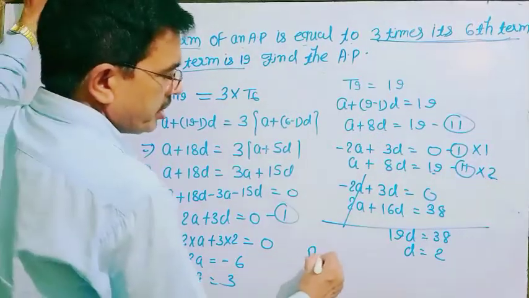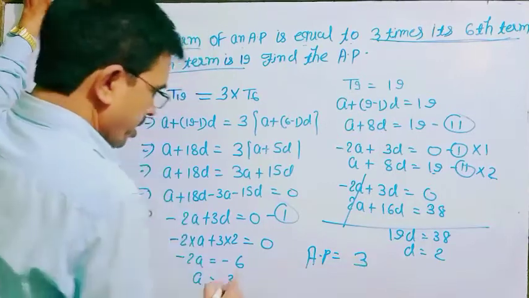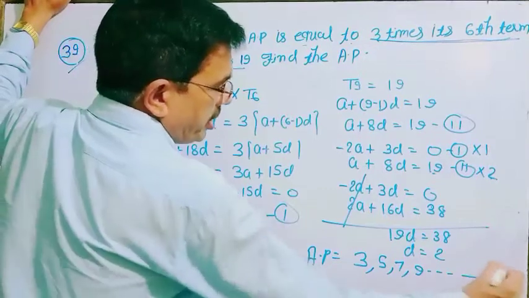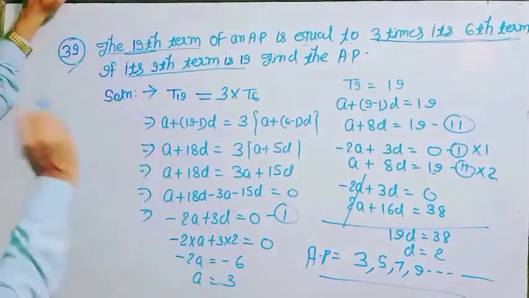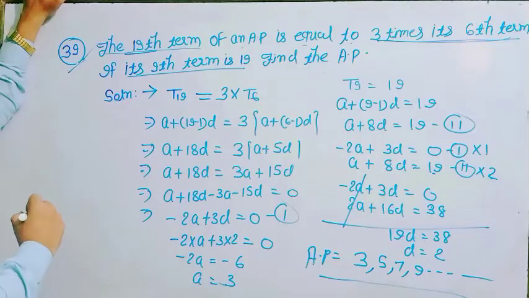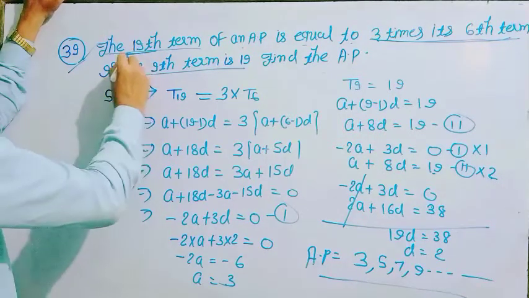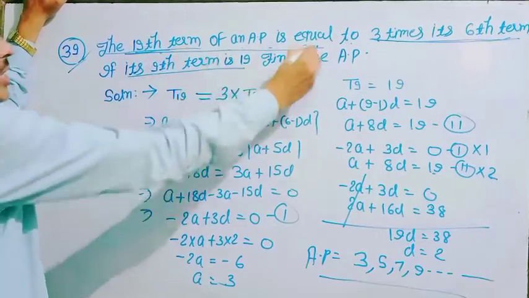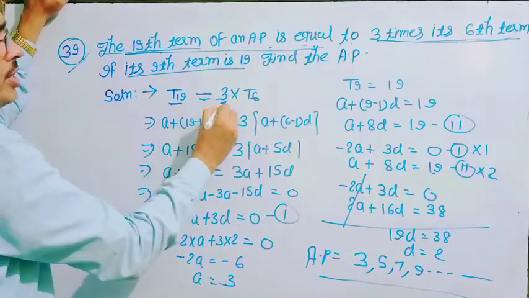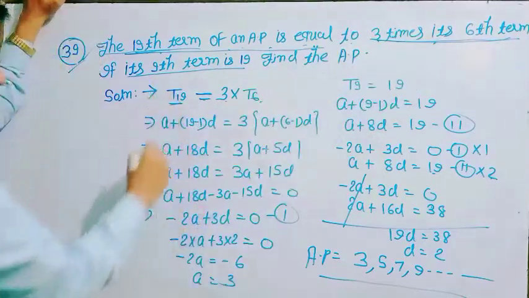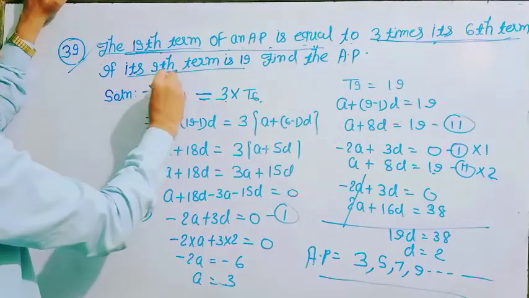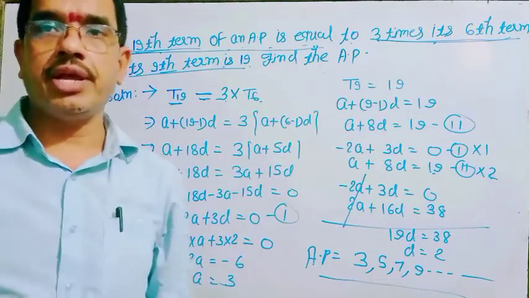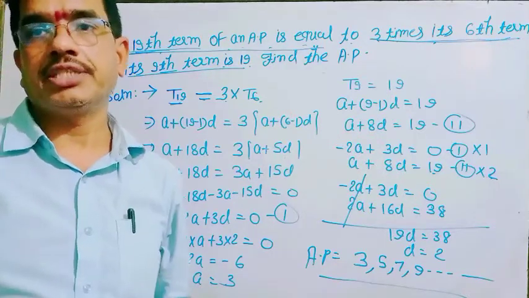So what is the AP? The first term is 3 and the common difference is 2, that is 3, 5, 7, 9, etc. So it is in AP. There are two equations in every question, like 38, 37 etc. You first write the equation with the help of the language related to AP, that is the 19th term is equal to 3 times the 6th term. So the first equation is there, and the second equation is the 9th term of the AP is 19. If you find the two equations, then you find the values of A and D with the help of the elimination method.